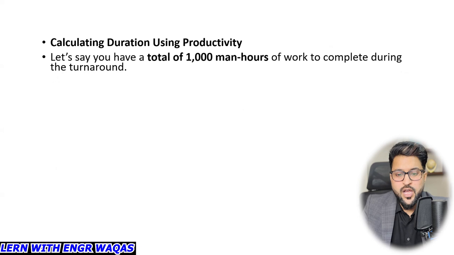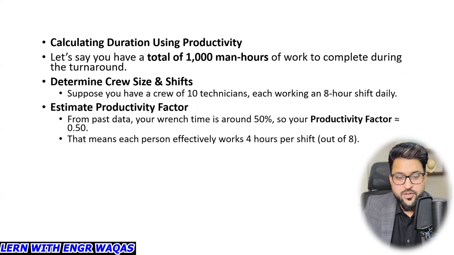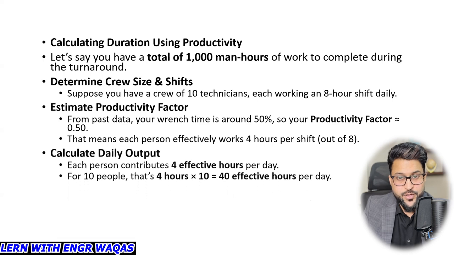If you have a total of 1000 man hours of work to complete during the turnaround, determine crew size and shifts. Suppose you have a crew of 10 technicians, each working an 8-hour shift daily. Estimate productivity factor. From past data, your wrench time is around 50%, so your productivity factor is 0.5. That means each person is effectively working 4 hours per shift if allocated 8 hours on a shift. Calculate daily output. Each person contributes 4 effective hours per day. For 10 people, the total effective hours are 40.